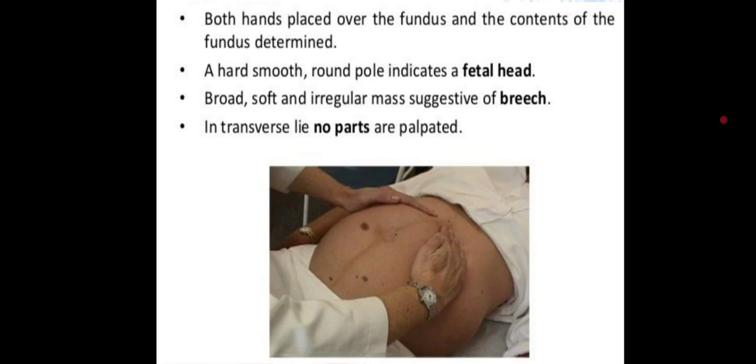This is how to check for the fundal grip. Use both hands over the fundus and estimate which part of the fetus occupies the fundus, either fetal head or breech. In a transverse lie, there will be an empty fundus.